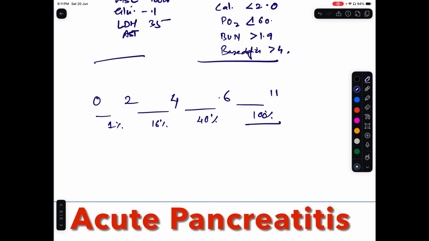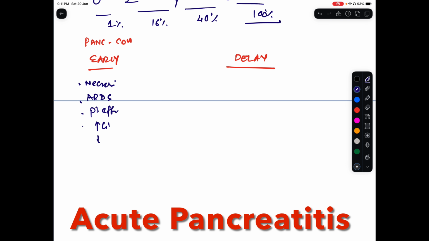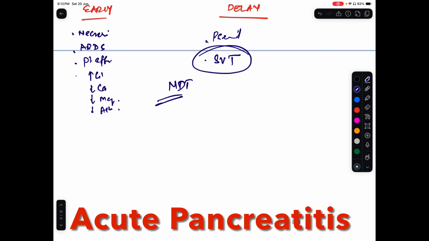What are early and delayed complications? Pancreatitis complications, early and delayed. So what happened in early? This can lead to necrosis, ARDS, acute respiratory distress syndrome, pleural effusion, electrolyte changes: increased glucose, decreased calcium, magnesium, albumin. Or late, it can lead to pseudocyst or splenic vein thrombosis. So if there is splenic vein thrombosis, multidisciplinary treatment, you need surgeons, hepatologists, hematologists, and then it has to be managed accordingly.